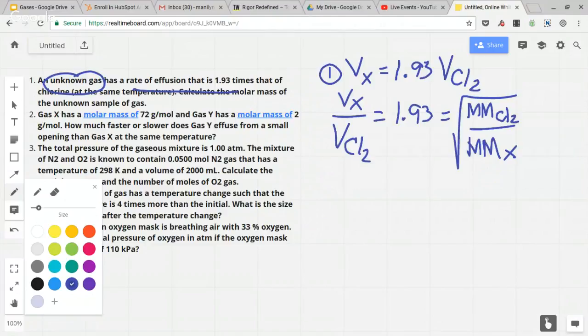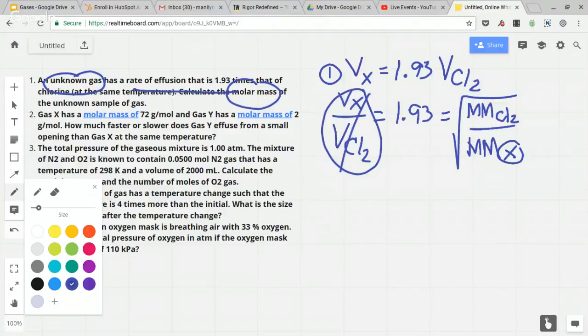Okay, are you still with me? Since we are to calculate the molar mass, it's the MM. We don't care anymore about the 1.93 ratio. We care about getting the molar mass of X here. And we know Cl2. Going to the periodic table, we can already identify the molar mass of Cl2.